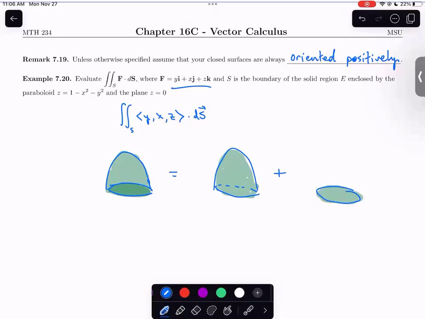But again, these things are bounding each other. They're not going on forever, right? So the plane has the equation z equals 0, but again, it doesn't go on forever. It's only a piece of it. And this paraboloid has the equation z equals 1 minus x squared minus y squared. But again, it doesn't go on forever either. It stops once you hit this plane.